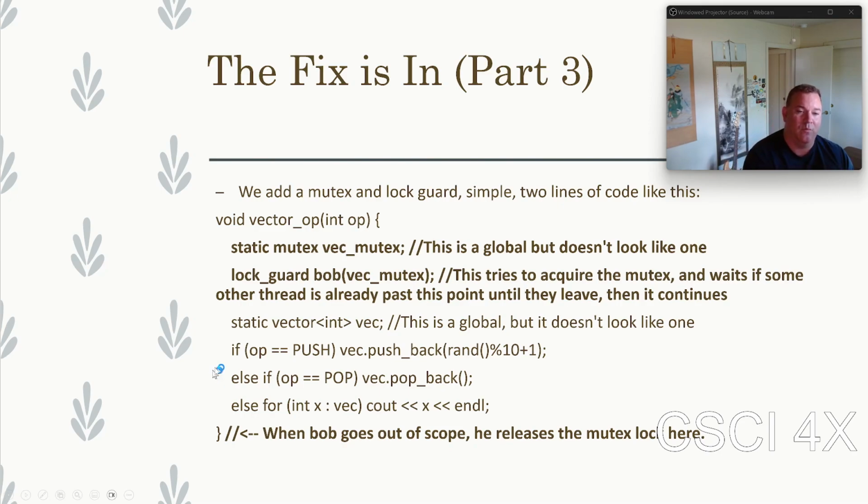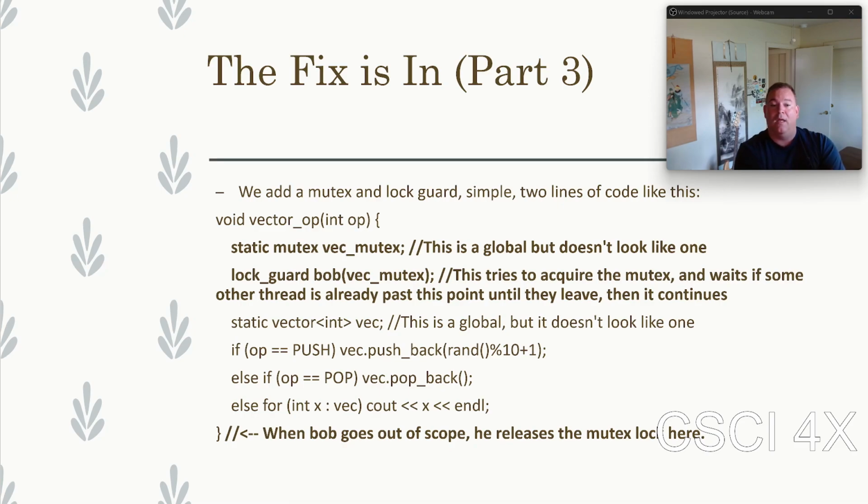The way it works, when Bob is constructed here, he's constructed with the mutex. You're basically saying, Bob, you are responsible for the key to the restroom. Here you go, and you hand it to him. When any thread comes in here, Bob will hand you the key if it's available. If it is, you proceed through, you do your push, you do your pop, and when Bob goes out of scope, that's when you hand the key back to him.